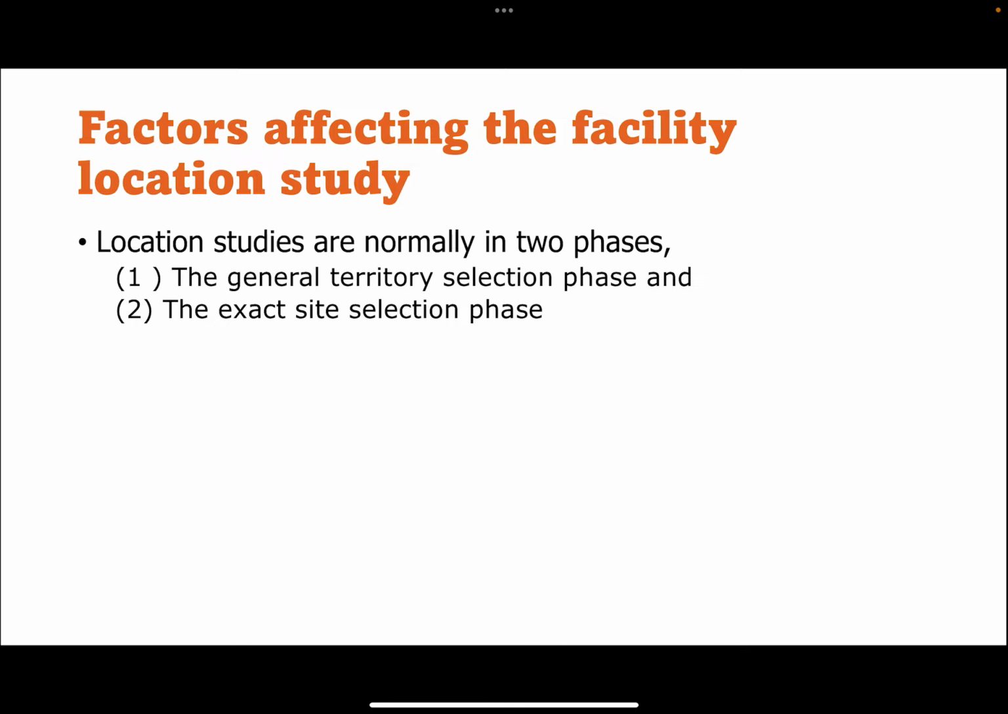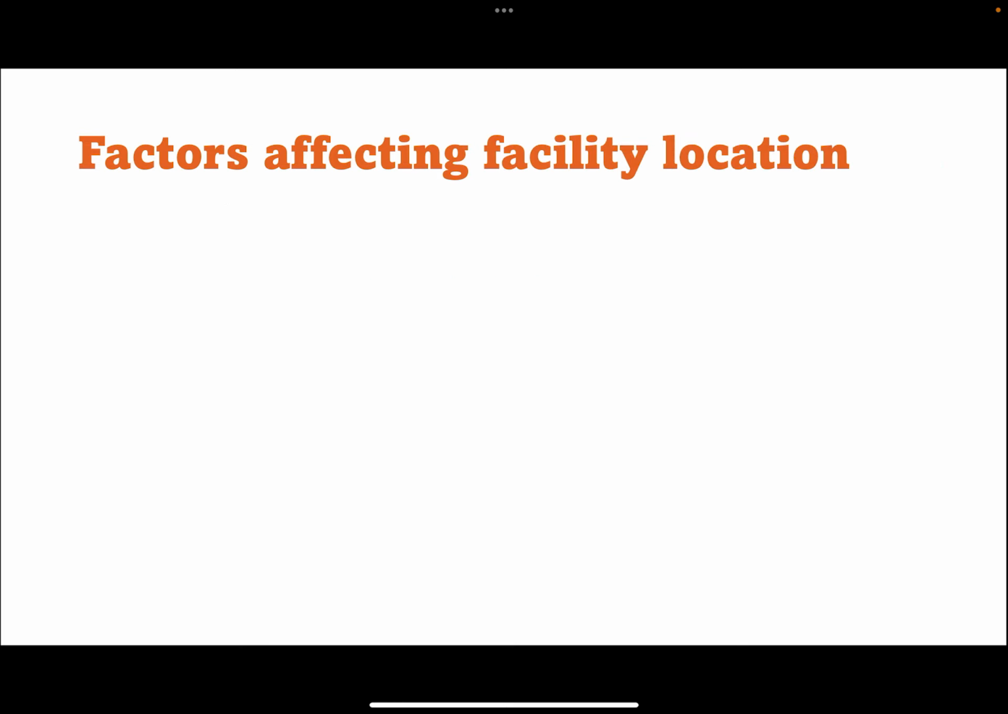So what are the factors affecting the facility location? Location studies are normally in two phases: the general territory selection phase and the exact selection phase. Just like when we build a house, first we search for a state, and then we search for a district or area, and then in the district we try to pinpoint the exact location where we need to build the house. You can compare that to the manufacturing facility.